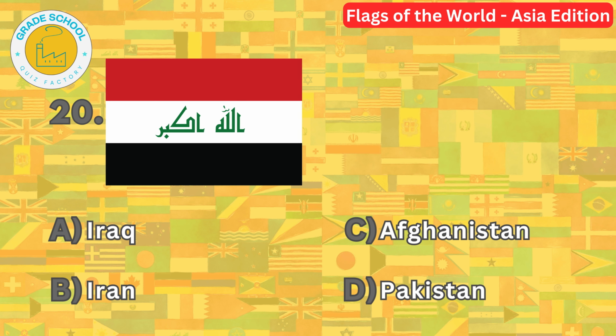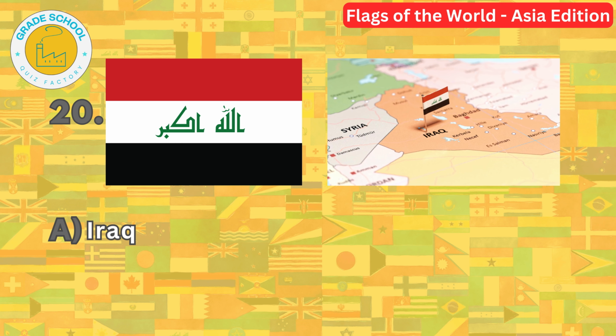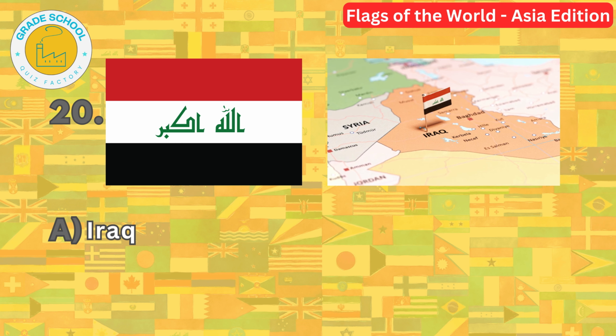Lastly, the correct answer is letter A. The flag of Iraq has 3 horizontal bands of red, white, and black, with the takbir, the Islamic declaration of faith, in green in the center.